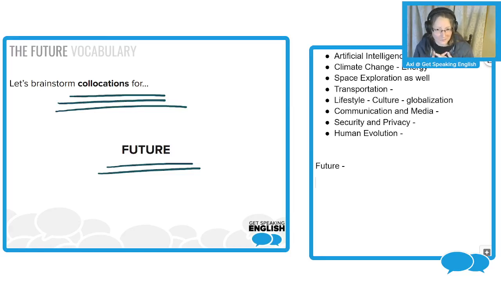If I could think of a few examples off the top of my head, there's maybe foreseeable future. So we might say in the foreseeable future. And when we're talking about the foreseeable future, that's the future that we could imagine, basically.